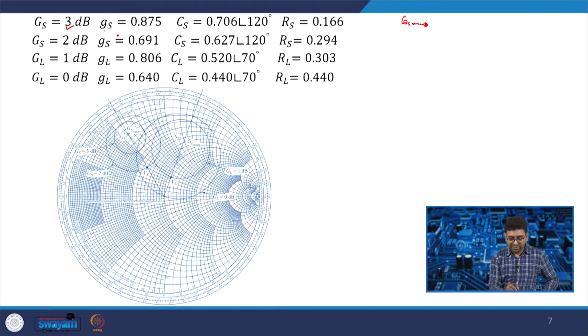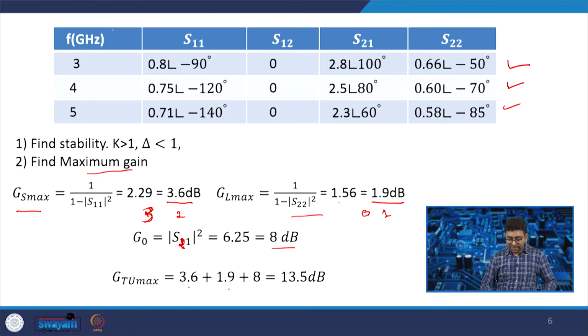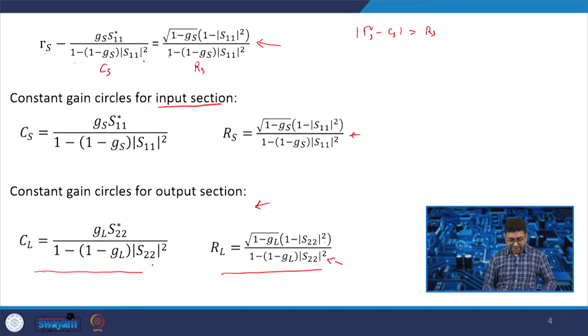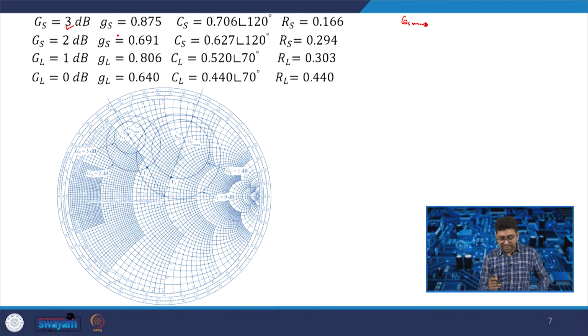So, this is a small GS. Now, what are the parameters that you require for calculating the CS and RS? You need a GS, which you already have derived. You need an S parameter, that has also already been given. So, based on this you can find GS and hence CS and RS. So, you can calculate CS as 0.706, and RS as 0.166.